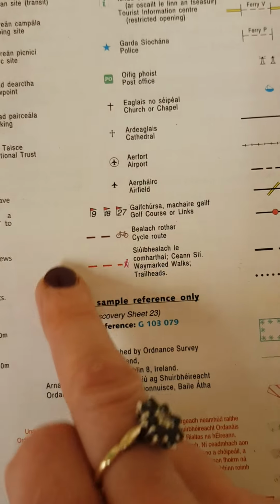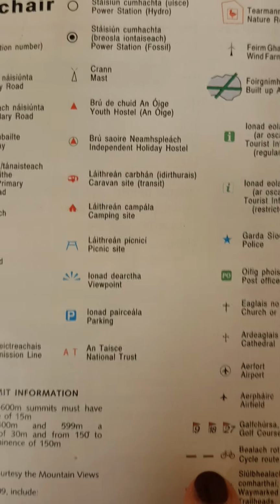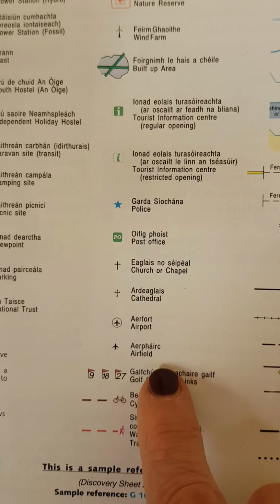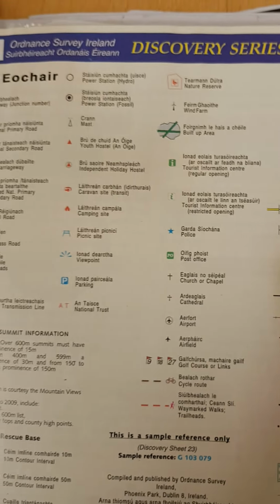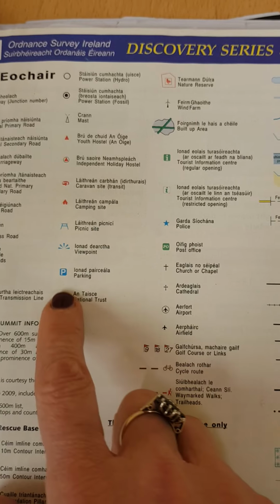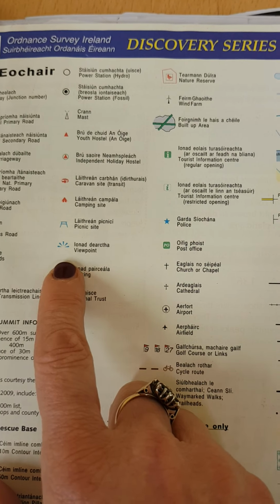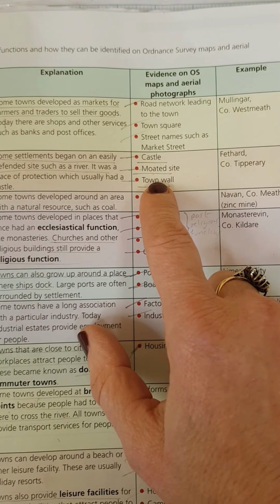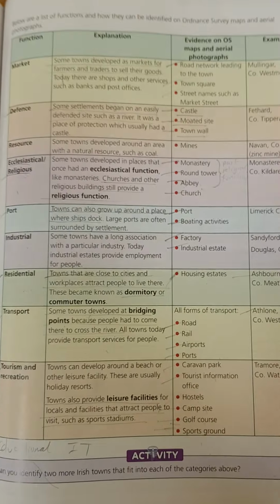Now there are other symbols on maps which will tell you other things. The golf course is, look, we'll be doing this in class next week. I just can't see it there. There's your golf course, sorry, it's that symbol. A viewing point is another thing to tell you that there is a tourist function to the town. So the homework was just to write out the function and then to show where you find the evidence on the map. Okay, Slán.